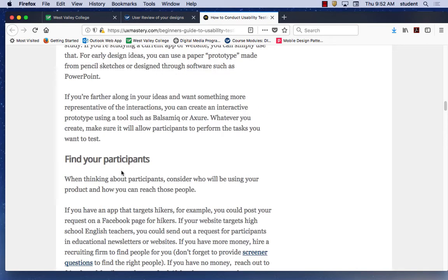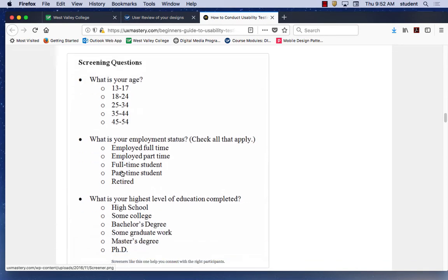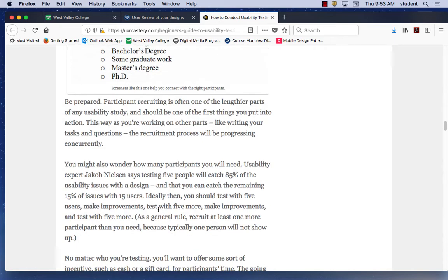Again, they're talking about testing in general in this article. And this is the screening questions that they ask. This is kind of the stuff that Facebook asked me, and I put that, and then I put that, and then they probably rejected me because I was old, and maybe education level, I don't know.